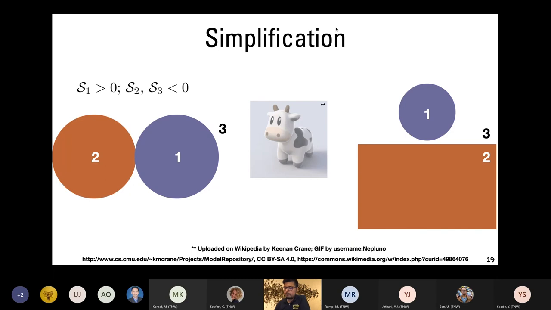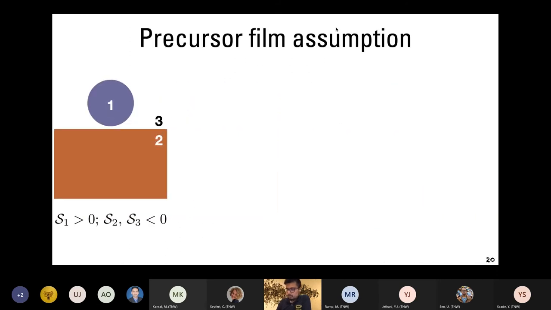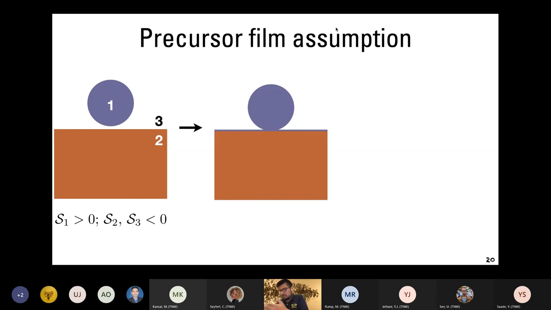So I'm making drop two infinite, right? So it has an infinite radius of curvature, which means it has zero curvature, so it becomes a bath, and then I will let drop one spread on drop two. So what happens if we try to do a one-to-one analogy with the precursor film analogy? The moment this blue drop comes in contact with the bath, there is a thin precursor.